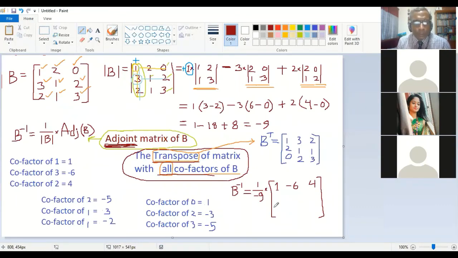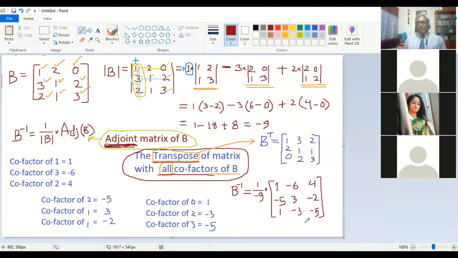Now write the second row: minus 5, 3, minus 2. And go to the third row: 1, minus 3 and minus 5. So this will be the inverse matrix of B, which is 3 by 3.